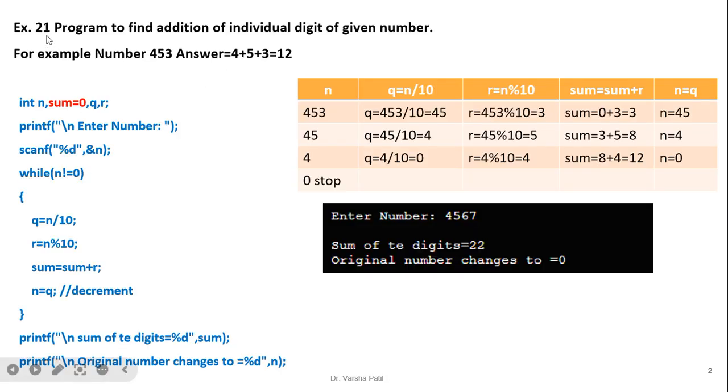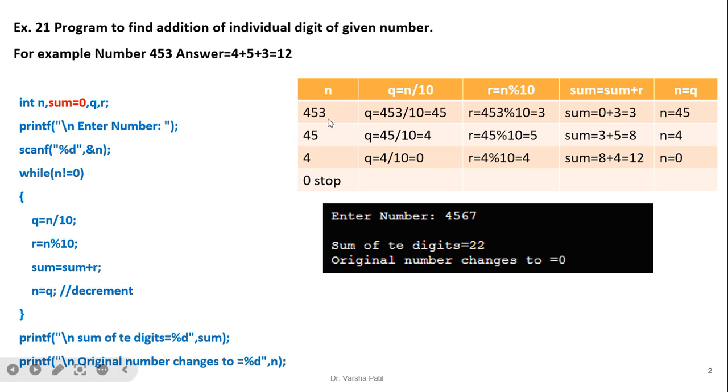Example 21. Program to find addition of individual digits of a given number. For example, if the number is 453, the answer is the individual digits added, that is 4 plus 5 plus 3, which is equal to 12. Before explaining the program, I will explain the logic, and whatever we think, we simply convert that logic statement into the program statement.